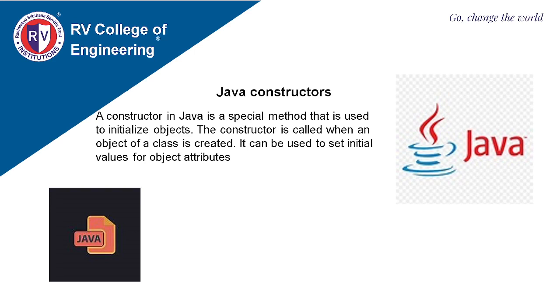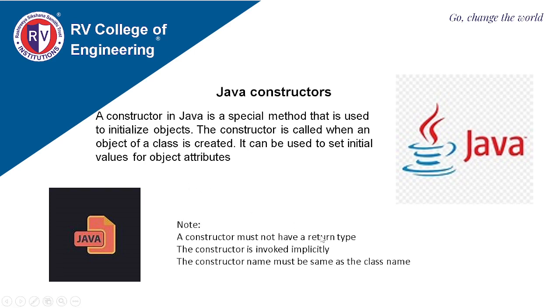How is it special? The constructor is called whenever an object of the class is created. So that means the constructor is invoked implicitly. There is no need to invoke it explicitly. No need to call it explicitly. Whenever an object is created, the constructor will be invoked implicitly. It can be used to set initial values of the object, that means object attributes.